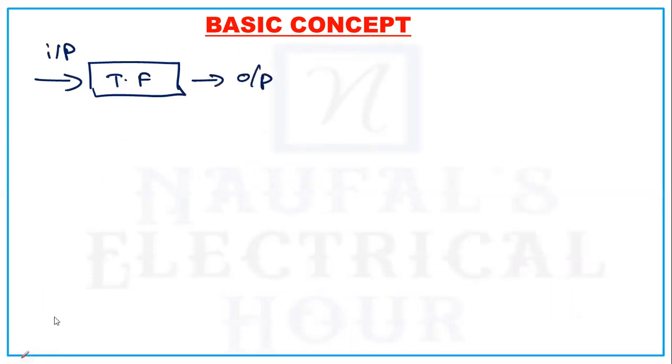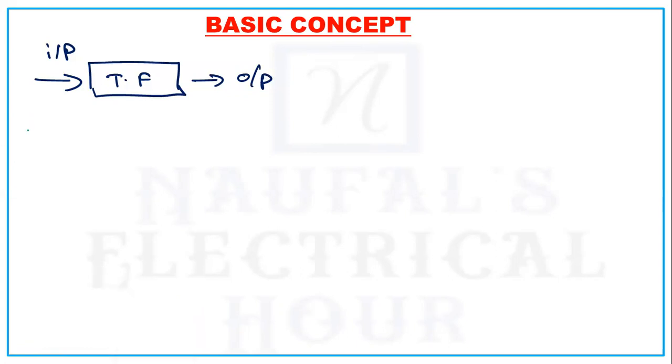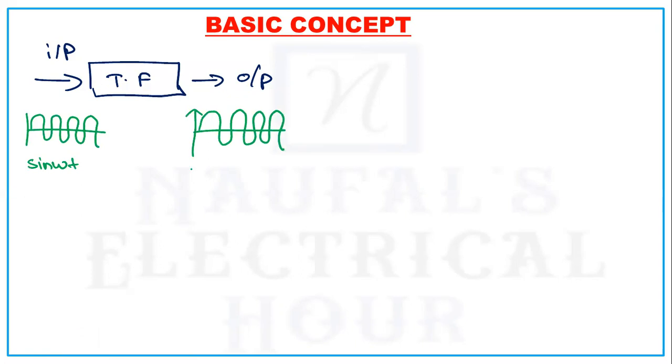So consider a sinusoidal input, that is sine omega t, and it passes to the transfer function. We get an output, right? Transfer function including the compensator. So you get an output. That output will be, there can be some change in the magnitude, A sine omega t plus or minus phi. So that angle can also change.